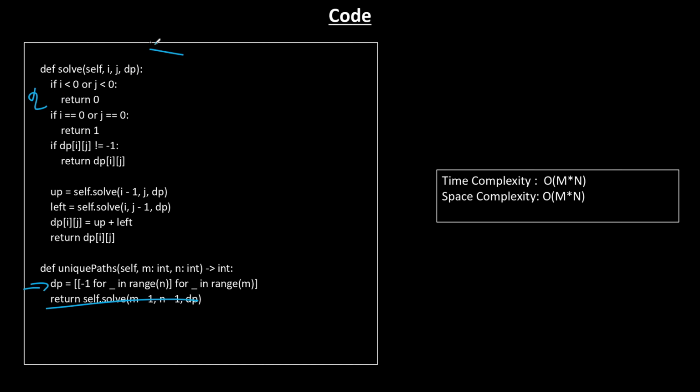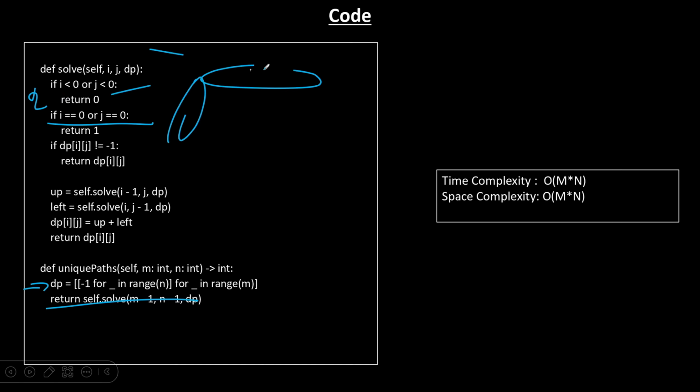If out of bound is there, return 0. If we are standing at either row or final column, return 1. If the particular value is already calculated, return that value itself. Otherwise, do the up and left calculation using recursion, store it in that particular index, and return it. Okay, it's that simple.